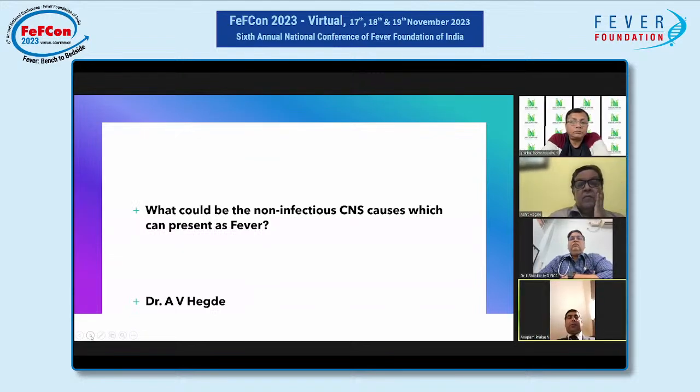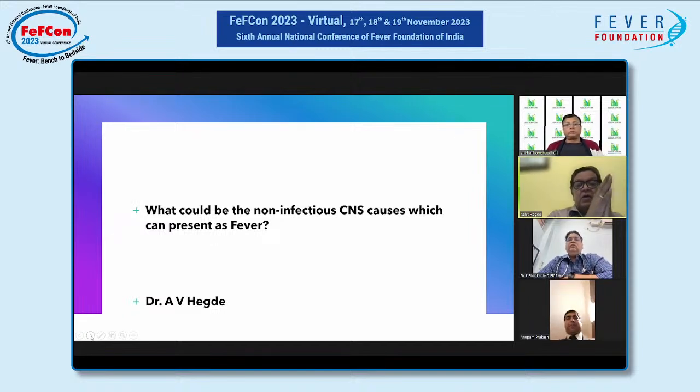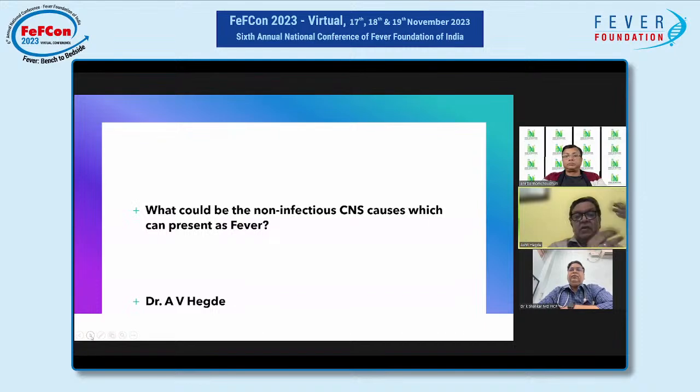So, what could be the non-infectious CNS causes which can present as fever? What commonly should we suspect? Well, first, of course, patients undergoing major neurosurgery quite often have what's called a post-op fever, or in neurosurgical patients, a post-surgical fever. This sometimes mimics a nosocomial meningitis and may be difficult to separate from it. Sometimes people unfortunately get antibiotics inappropriately, but that is one common cause in patients who have undergone major neurosurgery.